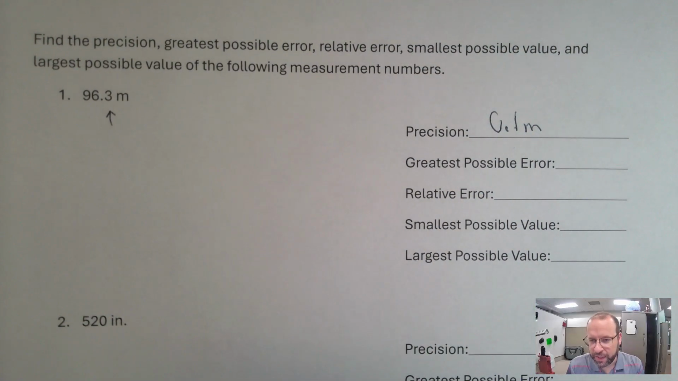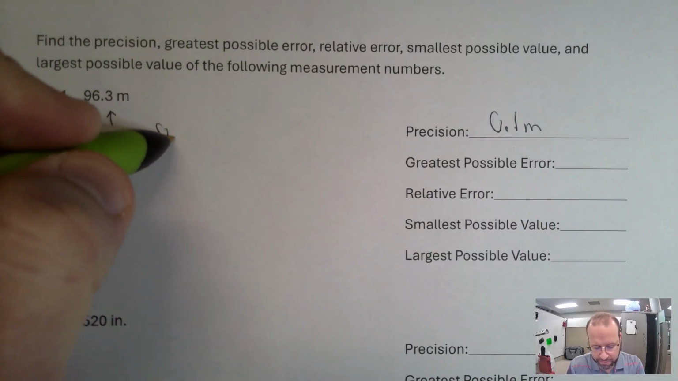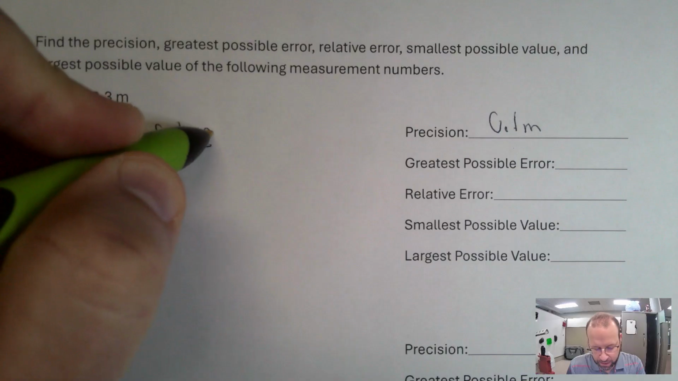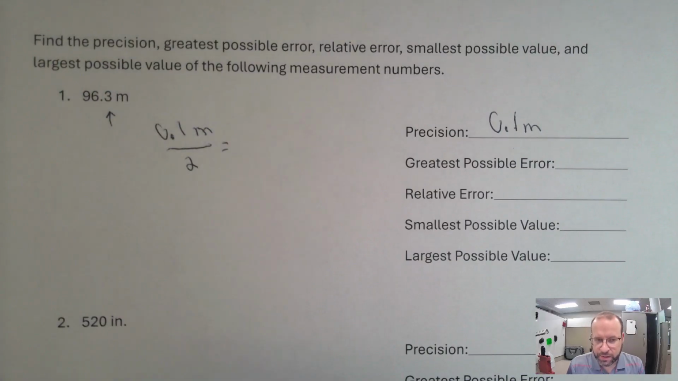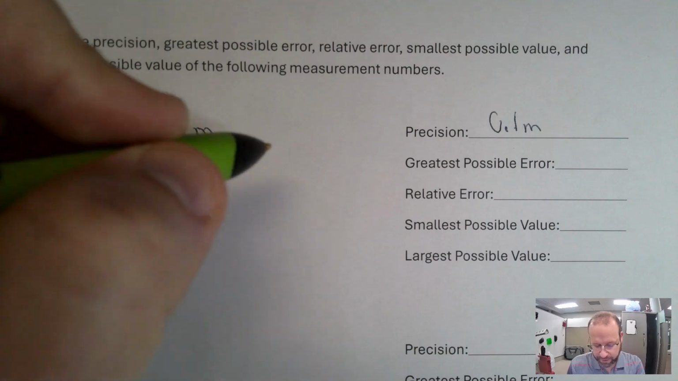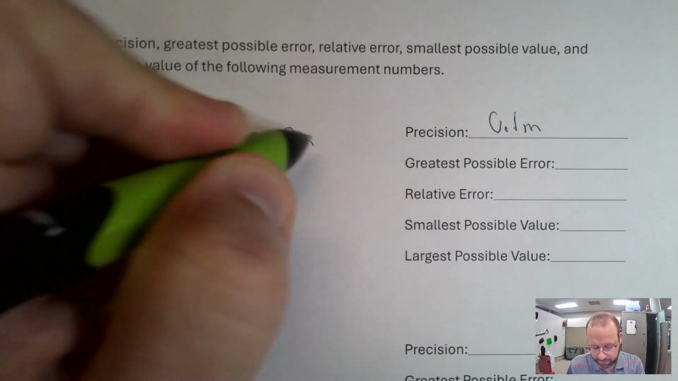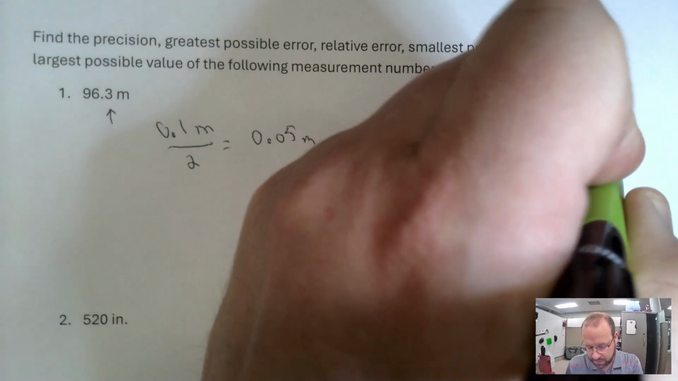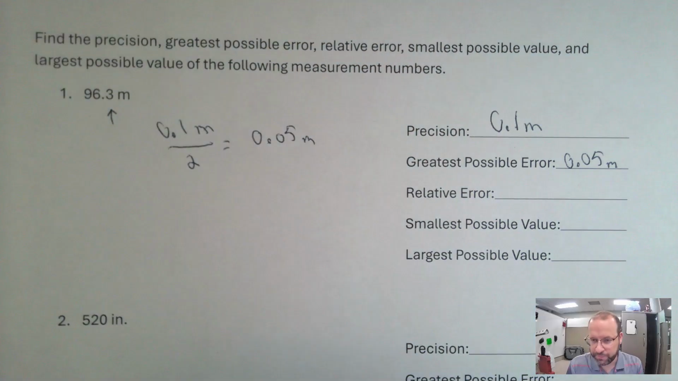The greatest possible error of a measurement is always 1/2 of the precision. So 0.1 meters divided by 2 is going to give me 0.05 meters, and our greatest possible error is 5/100ths of a meter.